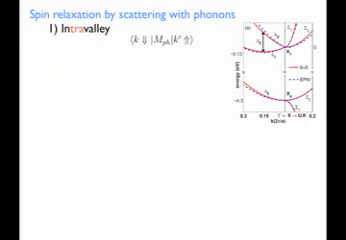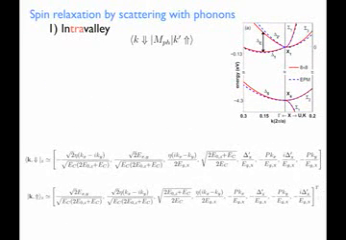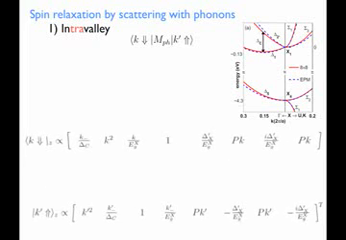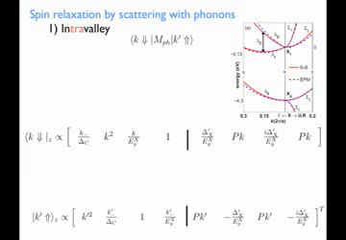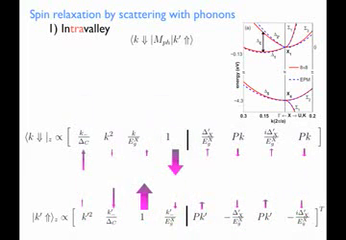So first of all, intra-valley spin relaxation. Here are the states at K and K prime. Instead of these complete forms, I will show you a more compact form that captures important features. We put arrows indicating the spin directions, with the size representing the amplitudes.